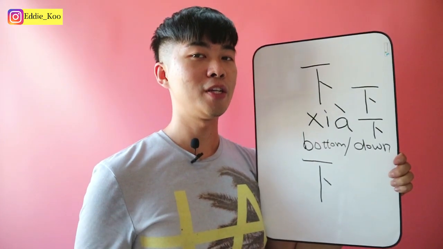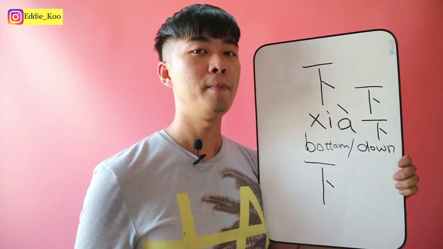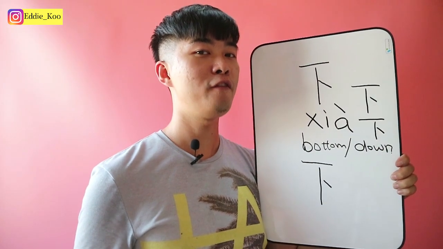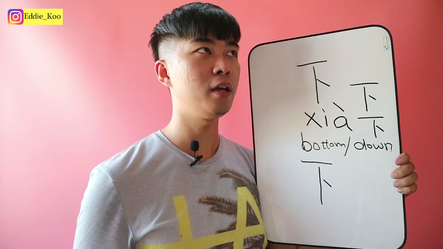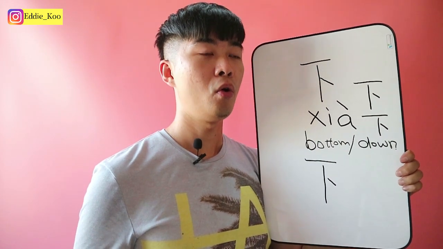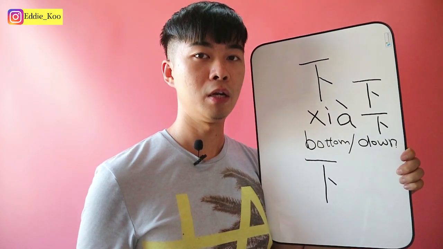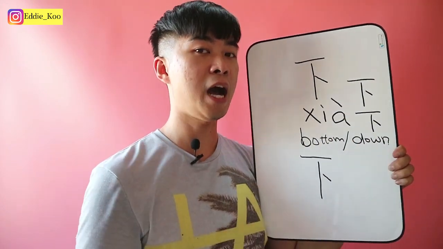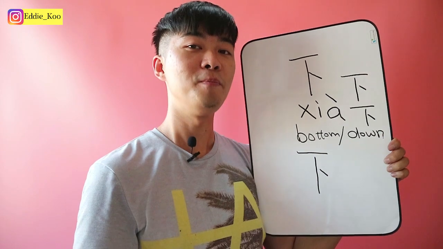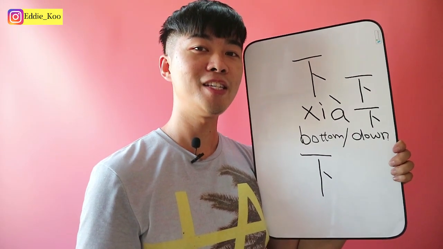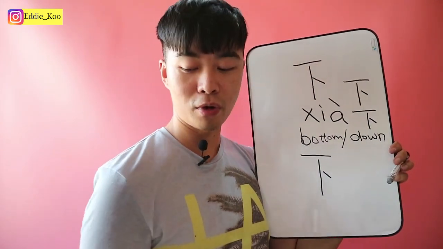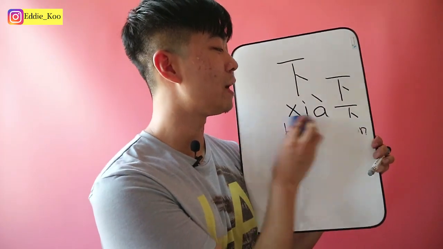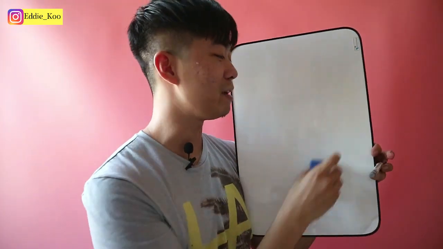You guys remember just now we learned a character called mian, right? Mian means face. Now, how do we say down or at the bottom in a more natural way? We need two characters. Not only 下 this character, we need 面 together. You say 下面. Now I'm going to write 下面 and you guys can practice with Eddie.